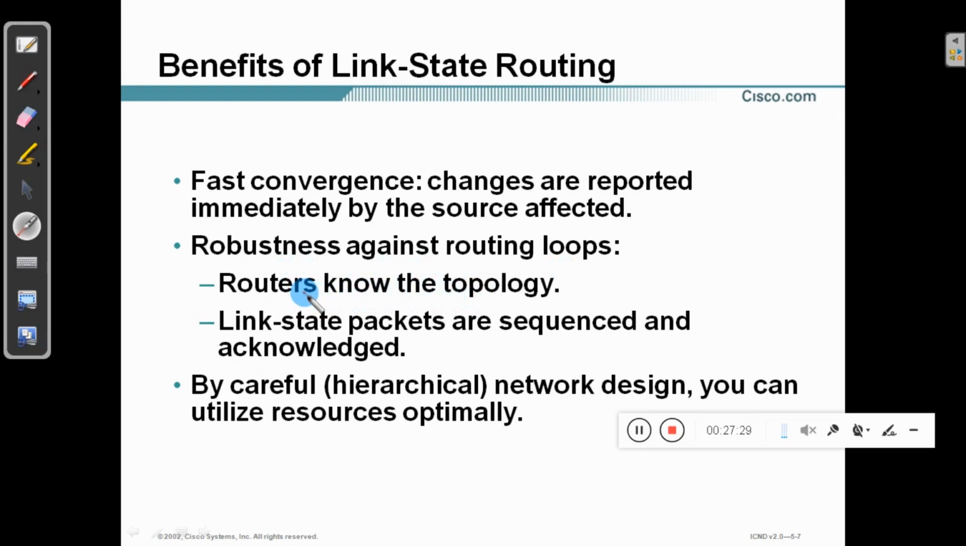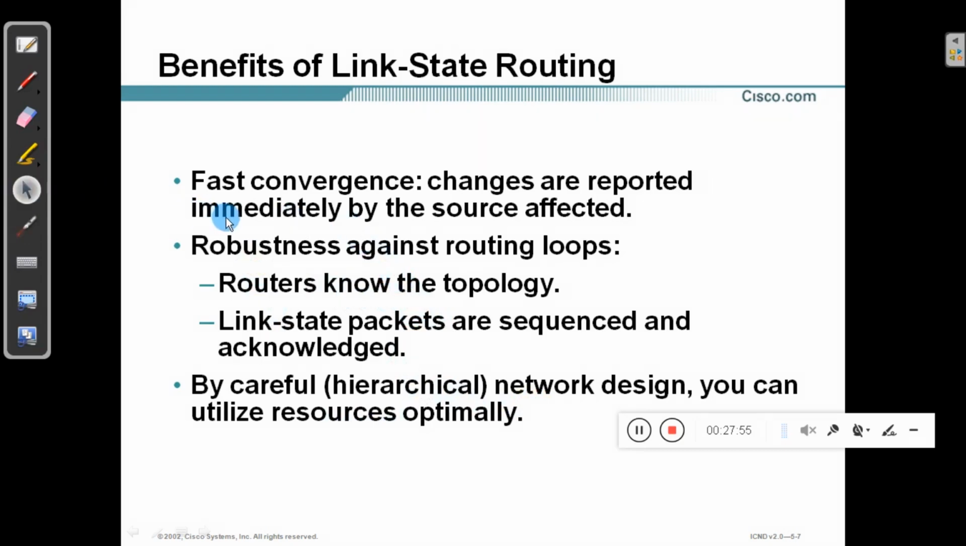It will exchange link state packets, and by these packets it will come to know the topological information. From the topological information, it will calculate the topological database. From the topological database, by using the shortest path first algorithm, it will calculate the routing table. So here the network design is robust. These are the benefits of a link state routing protocol.